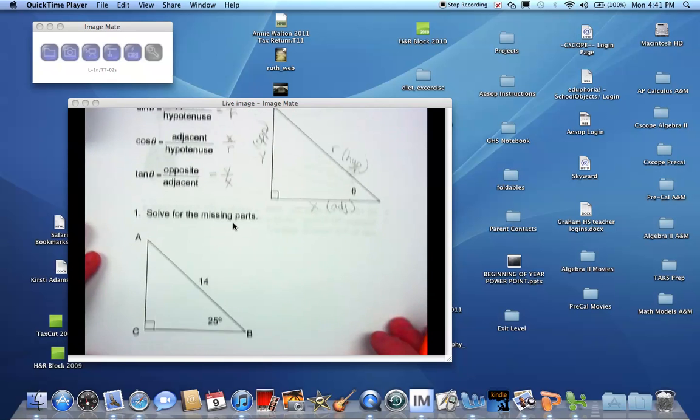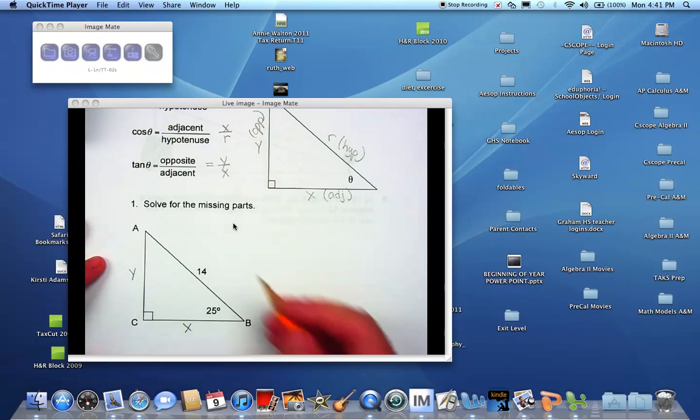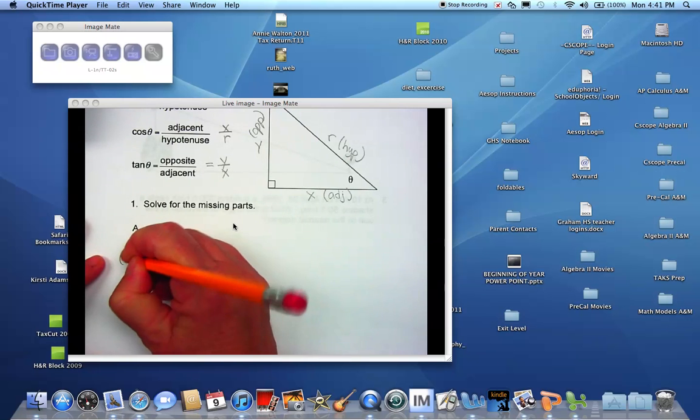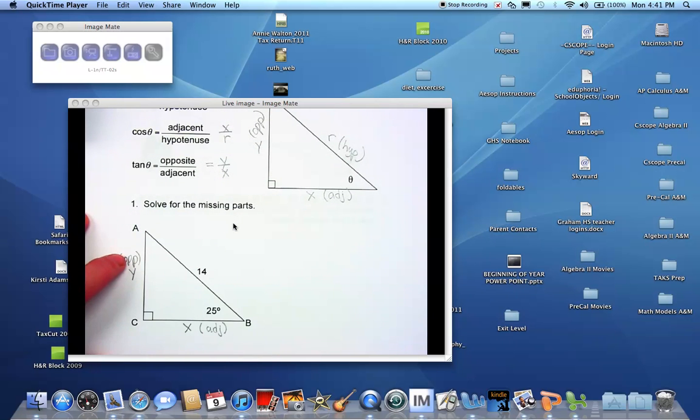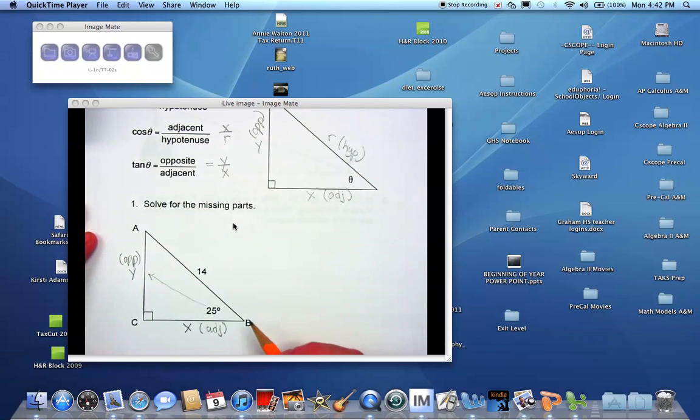Okay, we're going to solve for the missing parts. So we've got this angle here. You can put x for cosine, y for sine, right? Or we can call this, since it's next to the angle, the adjacent side, and this is the opposite side. That's the side that's opposite from the angle. Like that. Okay, so we're going to find this length, this x, and this y.